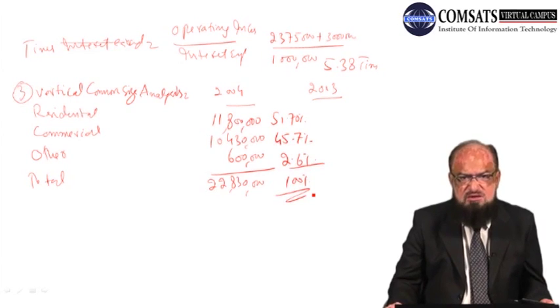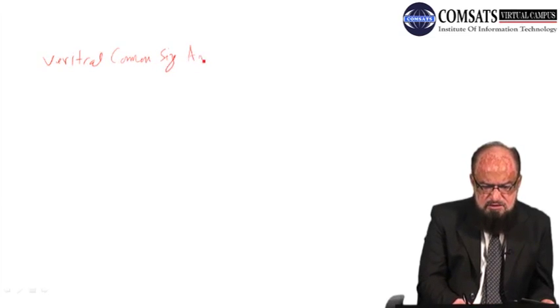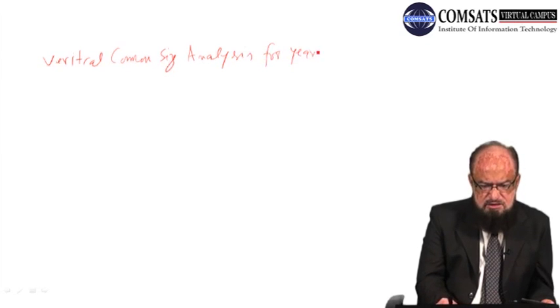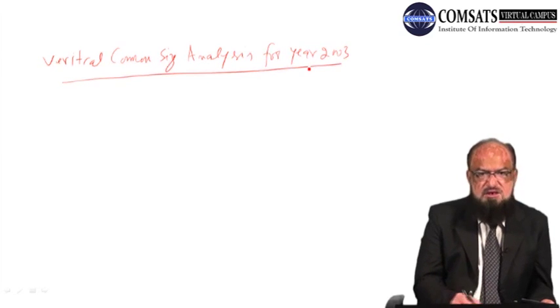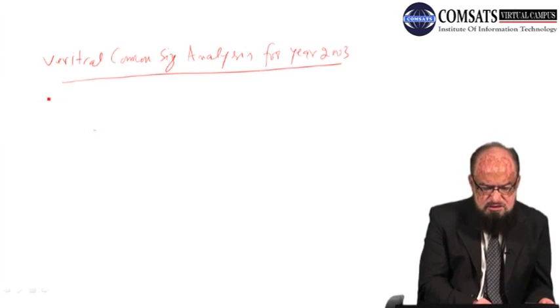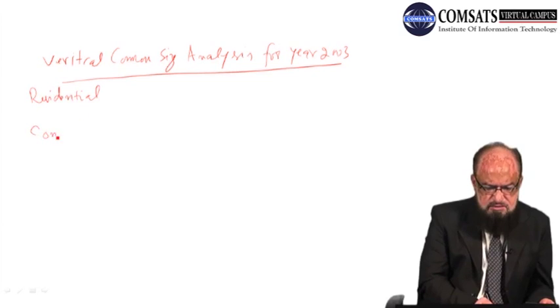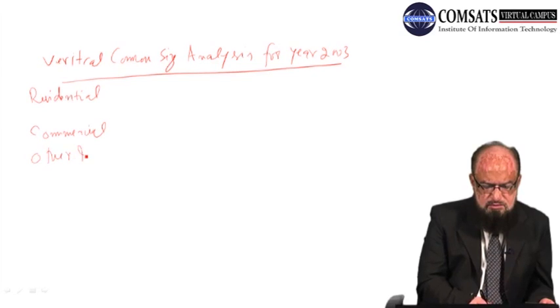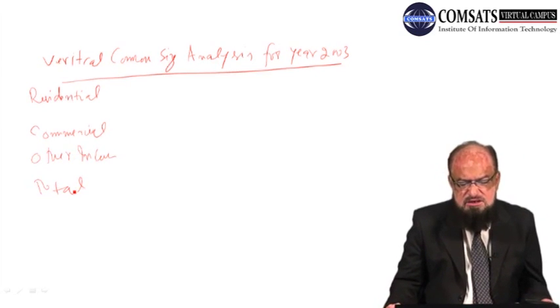Now we can calculate for year 2003 as it is. वर्टिकल कॉमन साइज एनालिसिस फॉर ईयर 2003. तो वही आप हेडिंग लेंगे रेजिडेंशियल इनकम है हमारी, देन कमर्शियल, देन अदर इनकम, देन टोटल इनकम. डेटा इज गिवन इन द क्वेश्चन.